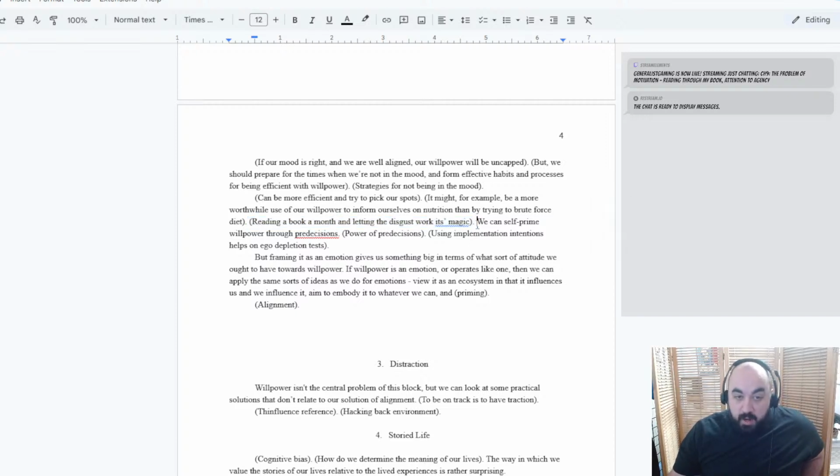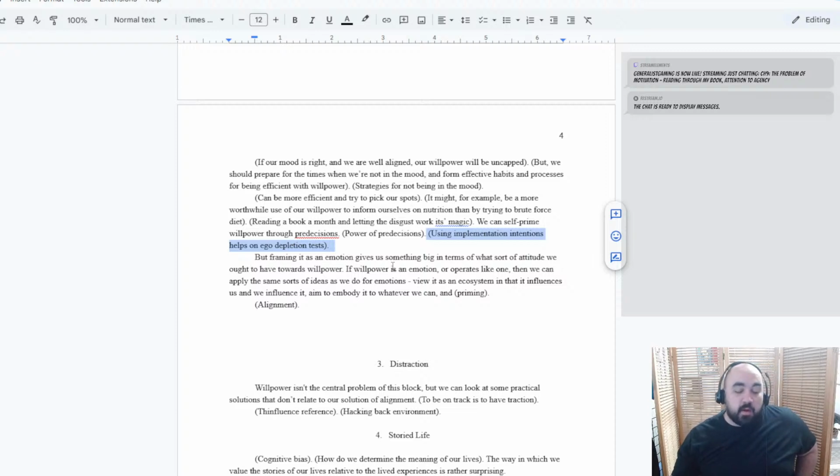We can self-prime willpower through predecisions. Predecisions help to cut us off from alternatives, and we can do this ahead of time. And then using implementation intentions, which I think we have covered in a previous chapter, which has the structure of: if you read a piece of paper or you write out, if I encounter X scenario, then I will do Y. Doing this ahead of time dramatically increases the probability that you're going to do Y when faced with X. And so it helps on ego depletion tasks.